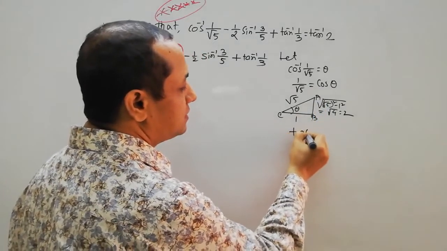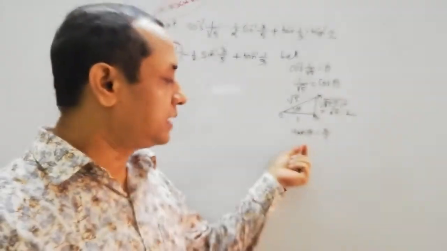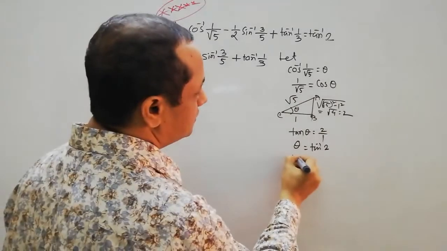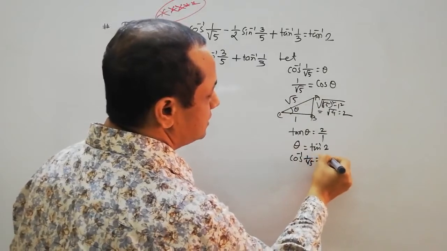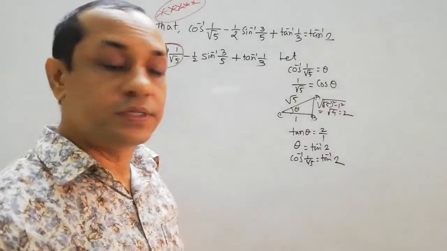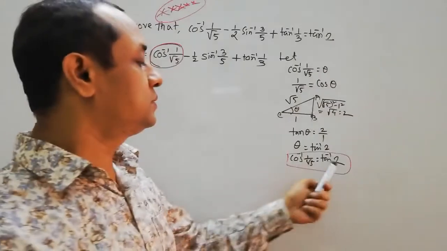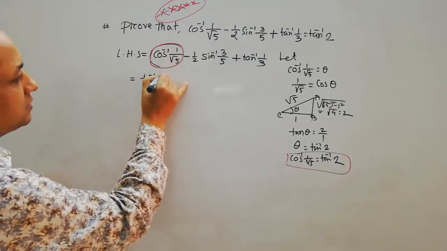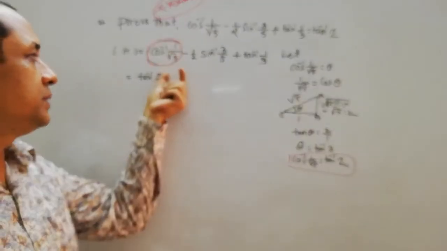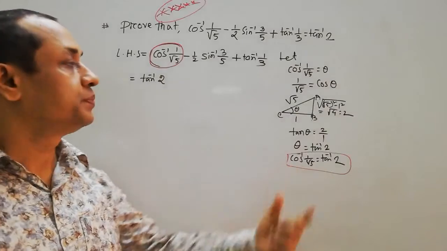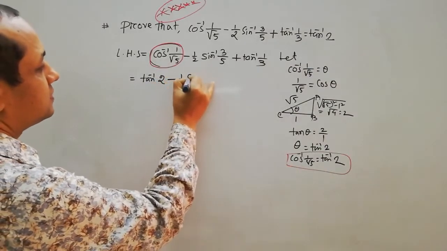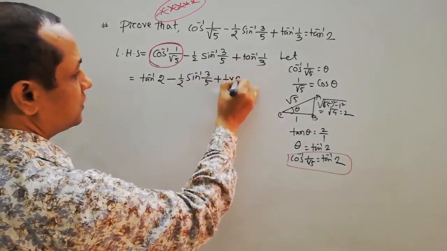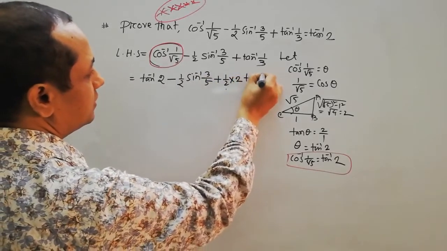Now we know that tan theta equals perpendicular by base. So theta equals tan inverse 2. So cos inverse 1 by root 5 equals tan inverse 2. Then we have tan inverse 2, then half sine inverse 3 by 5 plus, taking half into 2 cancel, then tan inverse 1 by 3.